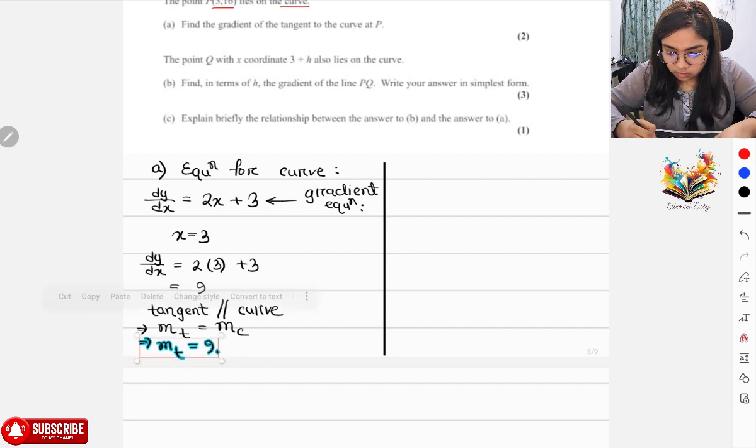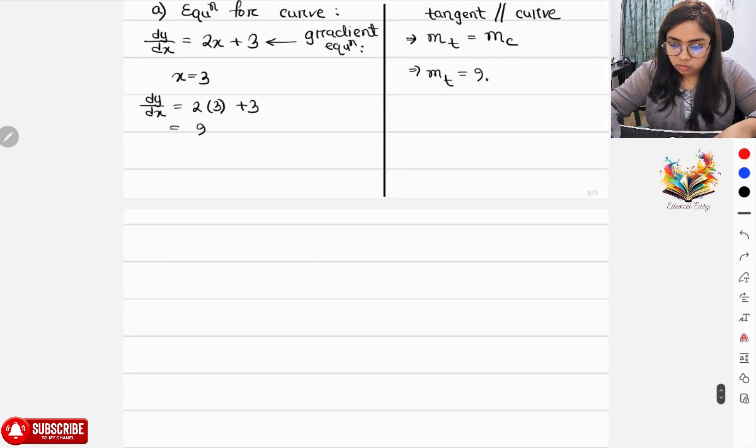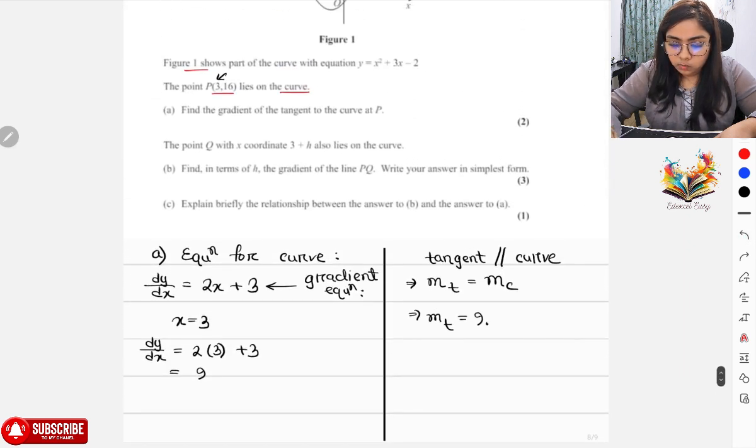I'll just write it down over here, like this. I think it was better on the other side, but I'll just keep it like this. Okay, now this was the working for part A, where you wanted to find the equation for your tangent.